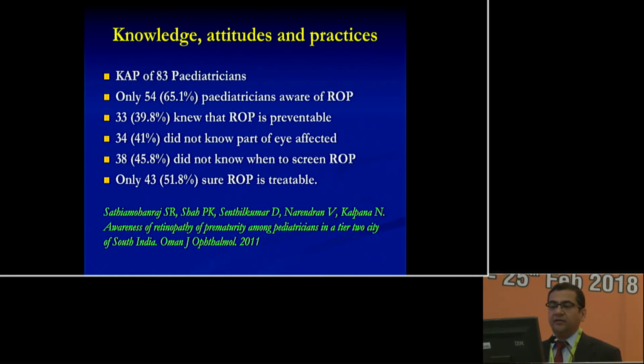only, and 39% knew that ROP is preventable. 41% did not know what part of the eye it was affecting. 45% did not know when to screen for ROP, and only 43% were sure that ROP is a treatable kind of disease. So you see, this is not a gap only in this particular city, it's a gap throughout India. Many other studies are there which quote similar results. There are huge gaps in the knowledge of awareness among pediatricians, ophthalmologists, and the general public at large. So we need to spread awareness about the disease and let people know what this is, and that every child needs to be screened.